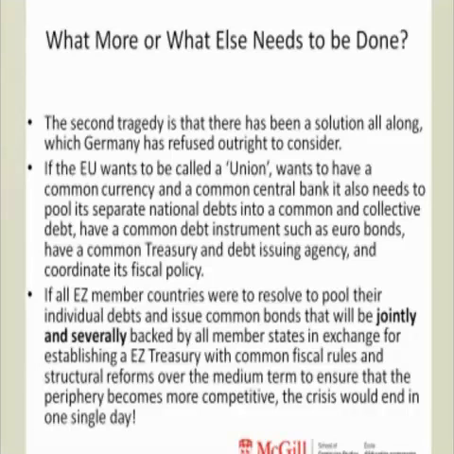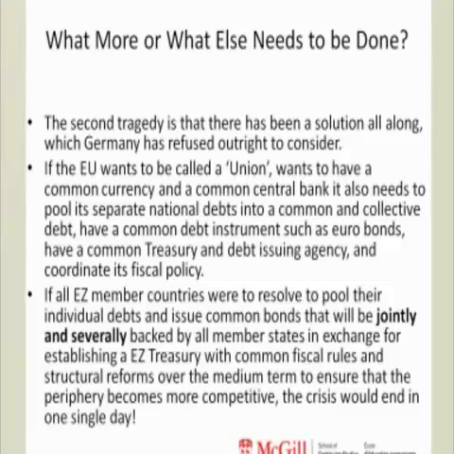If the European Union wants to be called a union, wants to have a common currency and a common central bank, it also needs to pool its separate national debts into a common and collective debt. Have a common debt instrument such as Eurobonds, have a common treasury and debt issuing agency, and it also needs to coordinate fiscal policy.